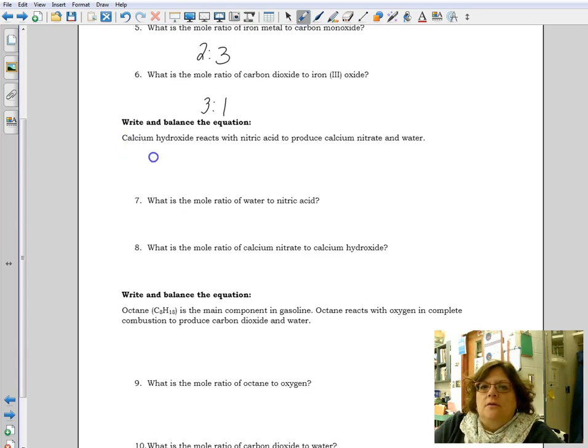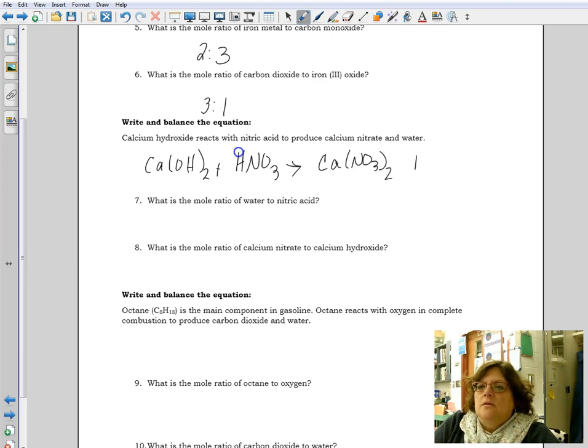Next one, calcium hydroxide reacts with nitric acid to produce calcium nitrate plus water. So we're going to need 2 waters. And we'll need 2 nitric acids. So we have 2 plus 2 is 4 hydrogens, 2 oxygens, 2 oxygens, 2 nitrates, 1 calcium, 1 calcium.